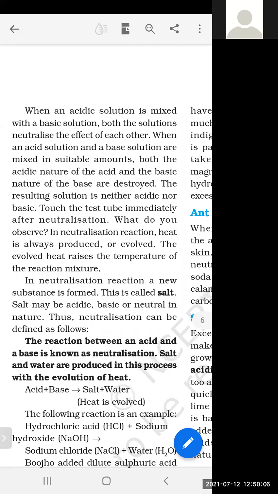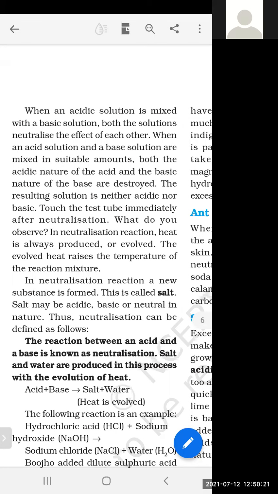Heat is produced. The evolved heat raises the temperature of the reaction mixture. The heat which is produced during a neutralization reaction will raise the temperature of the reaction mixture.